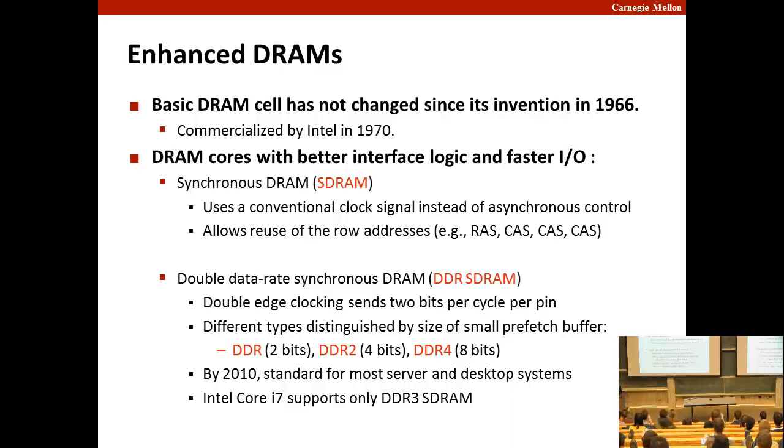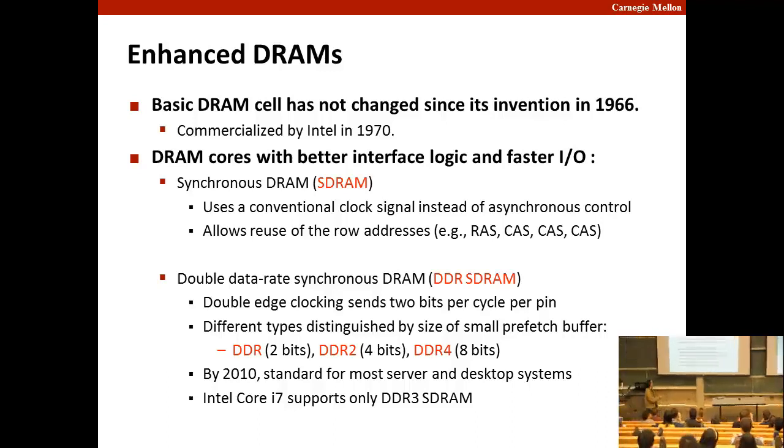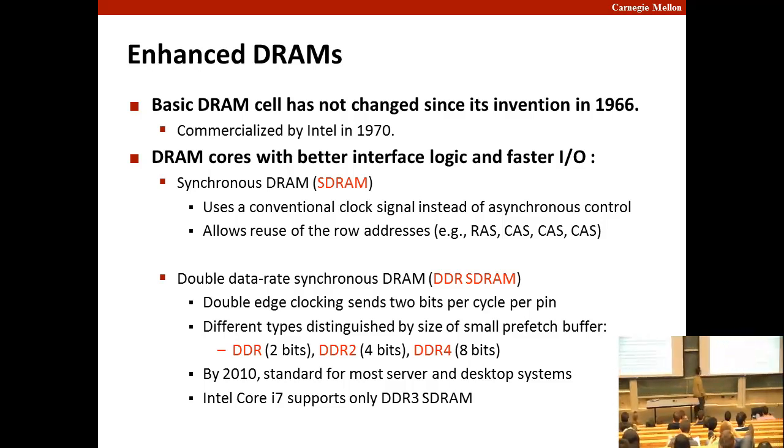There's so-called SDRAM, which is synchronous DRAM. It allows the reuse of row addresses. So, for example, you can do a RAS, a row access strobe, followed by several CASs, without needing to do row access, column access, row access, column access, over and over. As long as the memory controller knows it's accessing from the same row, it can just go straight across. There's so-called DDR SDRAM, double data rate. It basically can access twice per clock cycle. DDR2, DDR4, basically more bits per access.